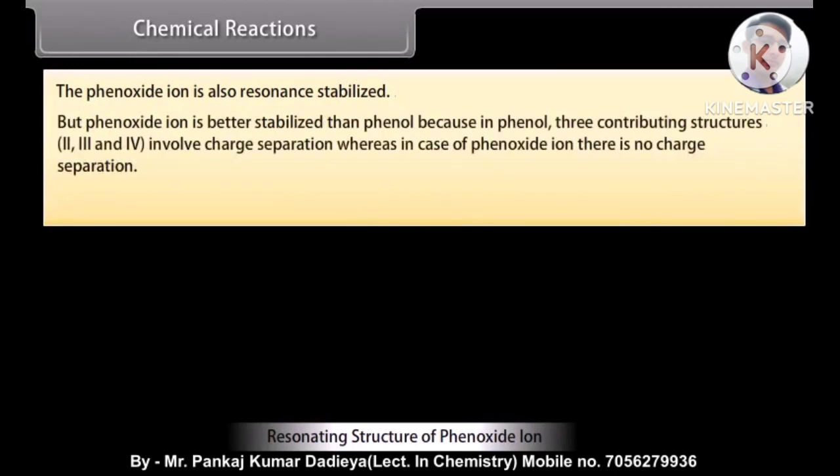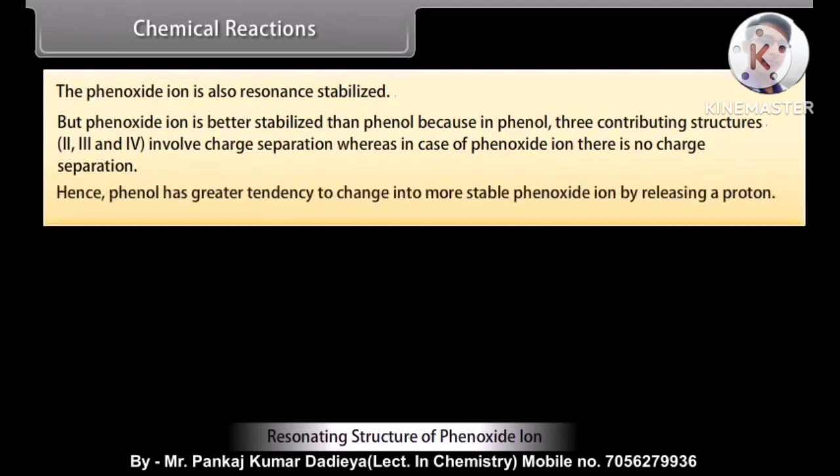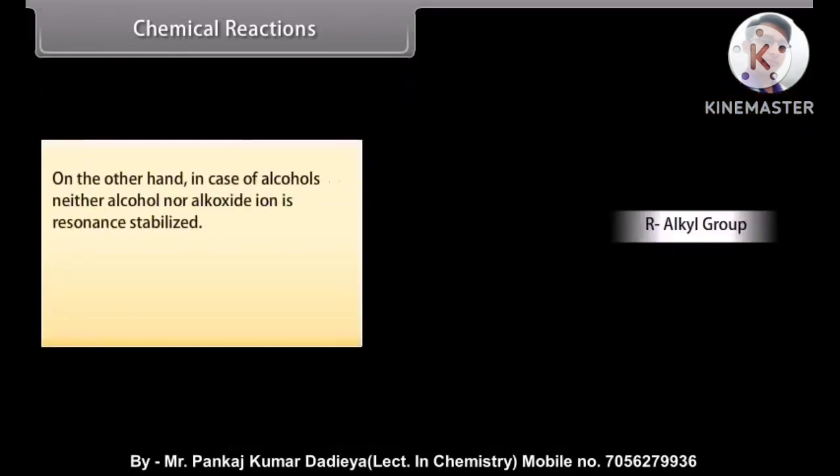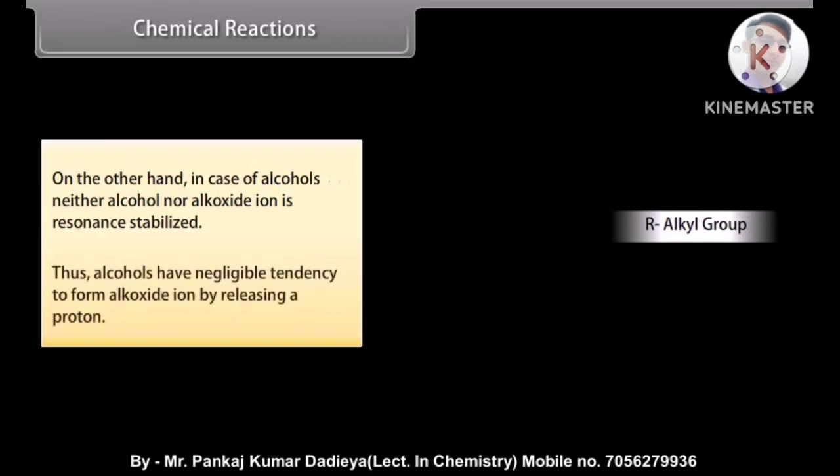But phenoxide ion is better stabilized than phenol because in phenol, 3 contributing structures that are second, third and fourth involve charge separation, whereas in case of phenoxide ion, there is no charge separation. Hence, phenol has greater tendency to change into more stable phenoxide ion by releasing a proton. On the other hand, in case of alcohols, neither alcohol nor alkoxide ion is resonance stabilized. Thus, alcohols have negligible tendency to form alkoxide ion by releasing a proton.